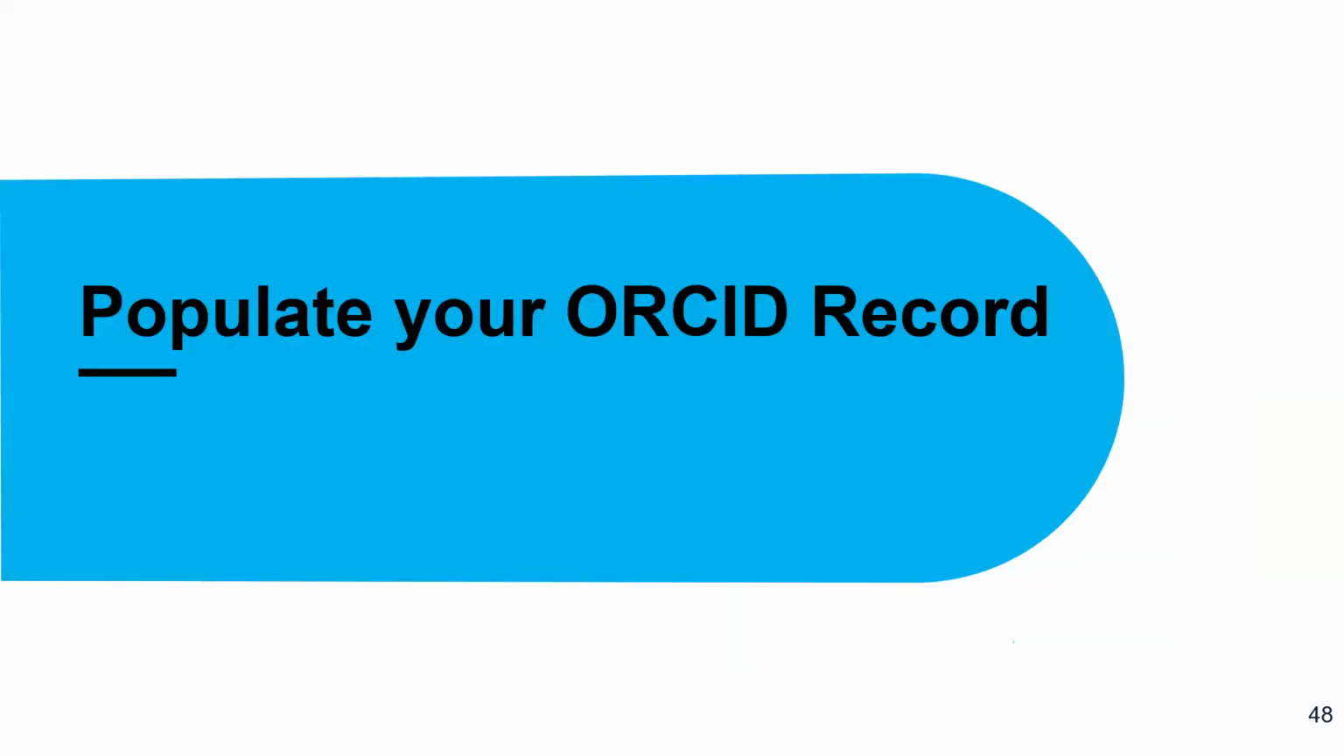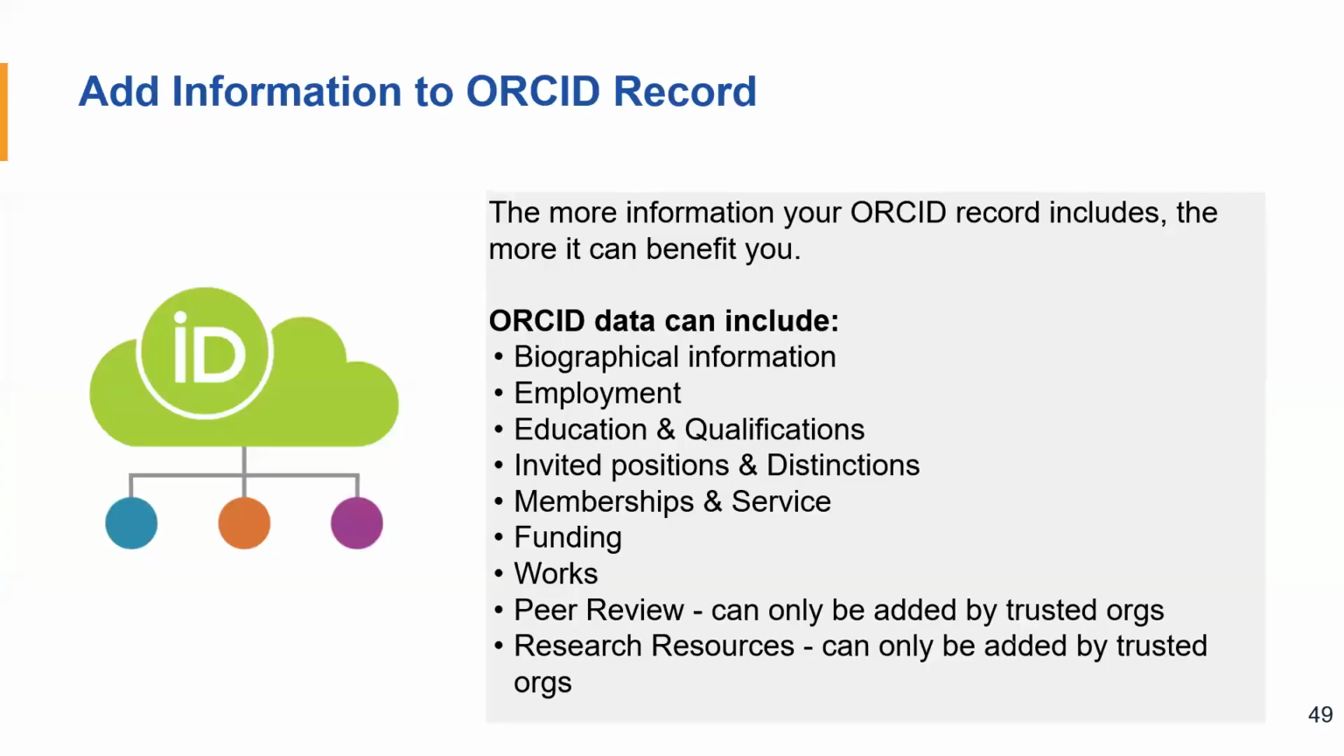Registering for your ORCID ID is the first step, but remember, to really benefit and save time with ORCID, you need to make sure you have information populated in your ORCID record. Adding information to your ORCID record is pretty straightforward. Remember that the more information you have in your ORCID record, the more it will serve to distinguish you, and you can save more time when interacting with ORCID-enabled reporting systems.